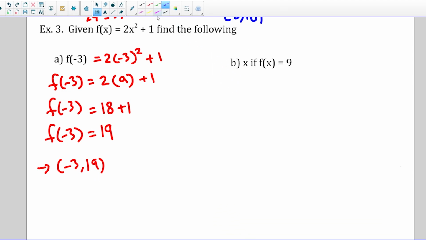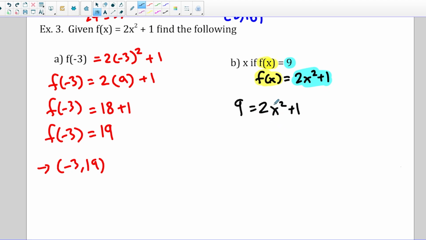For 3b, I'm just going to go ahead and put f of x is equal to 2x squared plus 1. And again, all we're going to do is say, okay, if this is equal to that, and this is also equal to that, then all I need to do is say that this is equal to this. So I'm going to go ahead and write that down. 9 has to be equal to 2x squared plus 1.